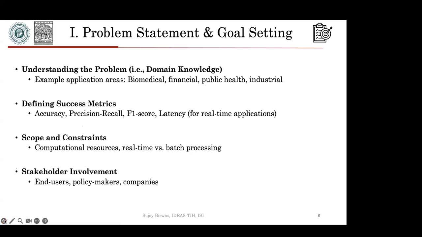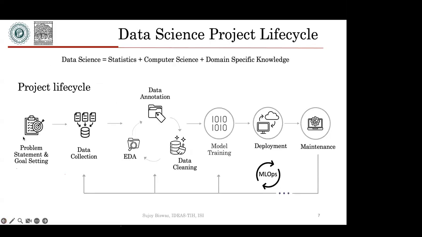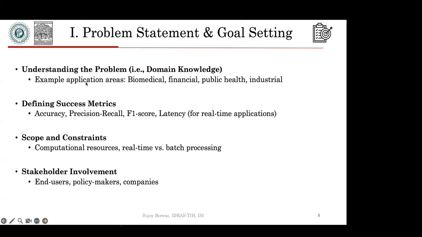So if I describe the first part of the data science project lifecycle, that is the problem statement and goal setting. When you set up your problem, you must be careful about the domain knowledge that becomes a part of the problem. The example applications of AI and ML are in biomedical, financial, public health, or industrial settings. Wherever it is, the domain specific knowledge is important, because that's what you are trying to model with your statistical tools and techniques, right? So domain knowledge is important. Problem statement and goal setting has these four parts.